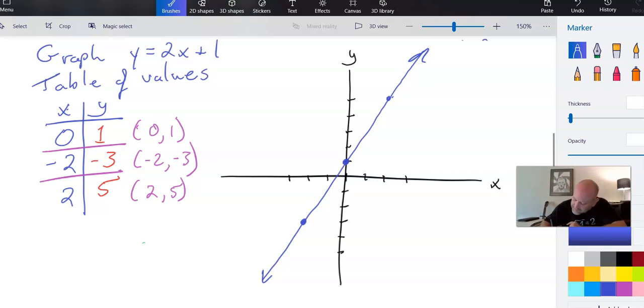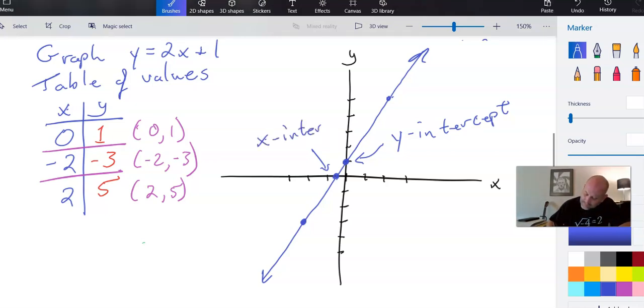Another interesting little tidbit here, and this is just a little bit of vocabulary. You'll hear this pop up. The point where your line crosses the y-axis is called the y-intercept. The point where it crosses the x-axis, oh, that's a terrible drawing. Let's do this again. Let's try it from this side. Where it crosses the x-axis is called the x-intercept.